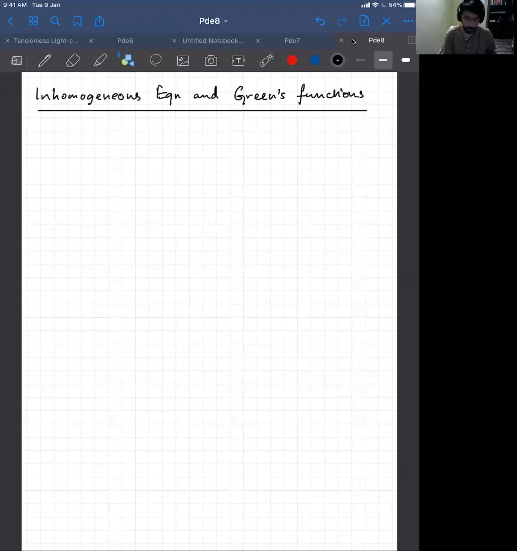Okay, so today we are going to return to the inhomogeneous equations and the Green's function. So the idea is that we are going to return to this infinite dimensional analog of the inhomogeneous matrix equation.